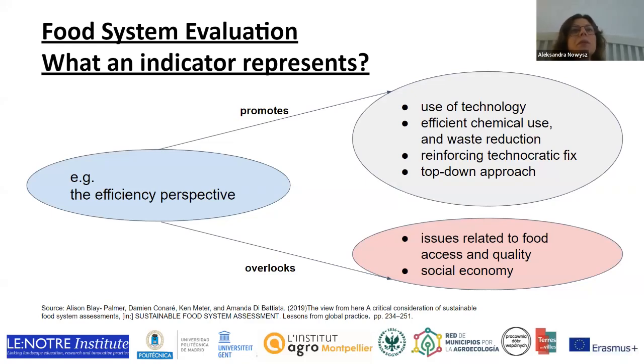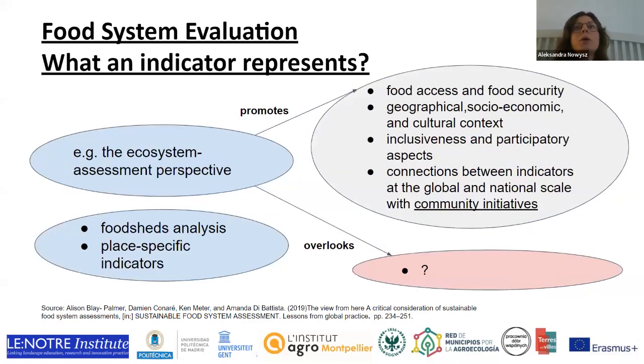So, for example, the efficiency perspective promotes use of technology, efficient chemical use and waste reduction, reinforcing a technocratic fix and top-down approach. But it overlooks issues related to food access and quality and the social economy. So when we are speaking about sustainable food system evaluation, we should consider the ecosystem assessment perspective. And this perspective promotes things such as food access and food security, geographical, socioeconomic, and cultural context, inclusiveness and participatory aspects, and connections between indicators at the global and national scale with community initiatives.